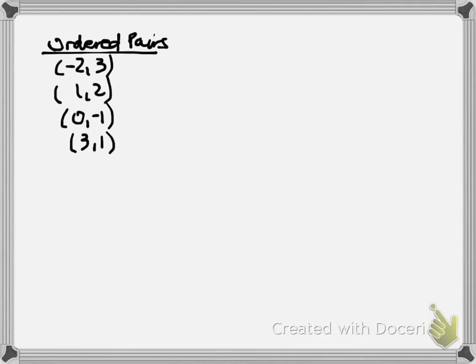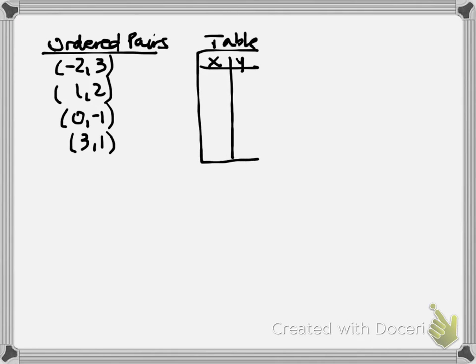In a table, I would write them with titles of x and y. The x's would go on the left under x, negative 2, 1, 0, 3. And the corresponding y's would go on the right. So with negative 2 goes a 3 for the y, 1 and 2 pair up, 0 and negative 1 pair up, 3 and 1 pair up. So then I'm going to make a graph of it.